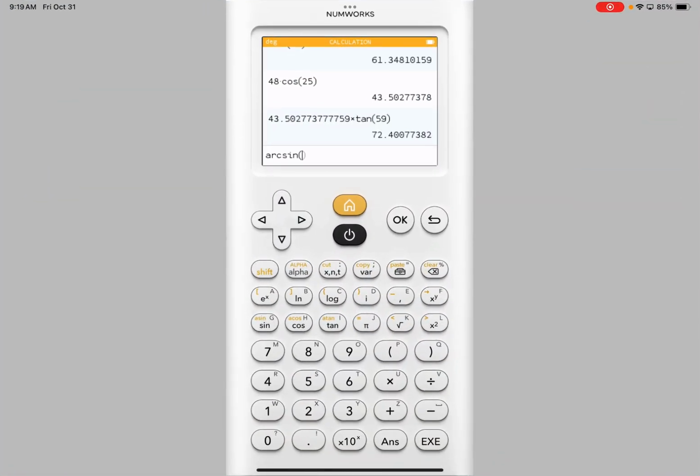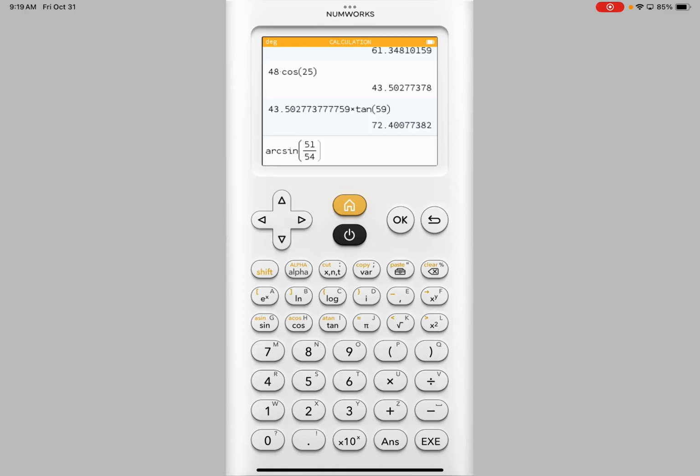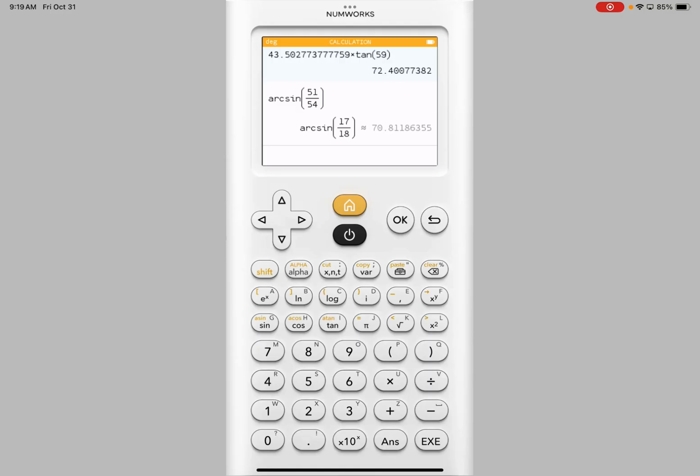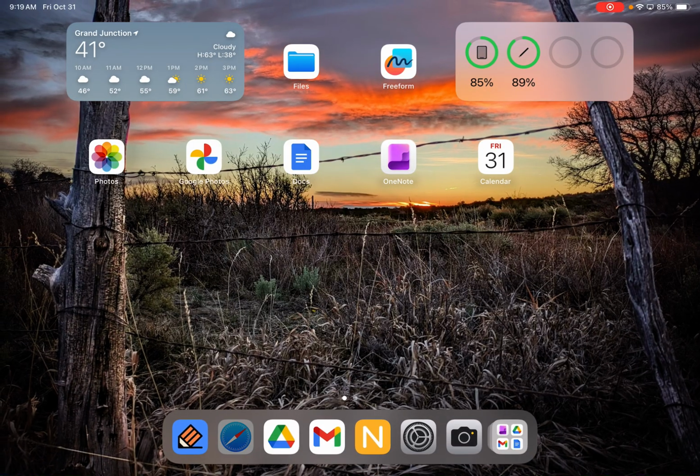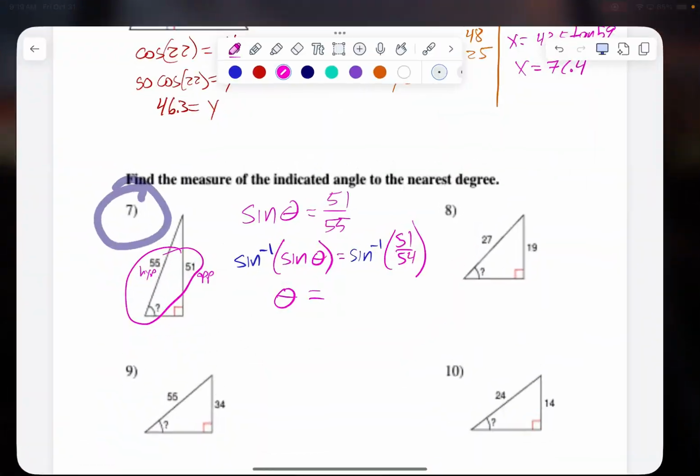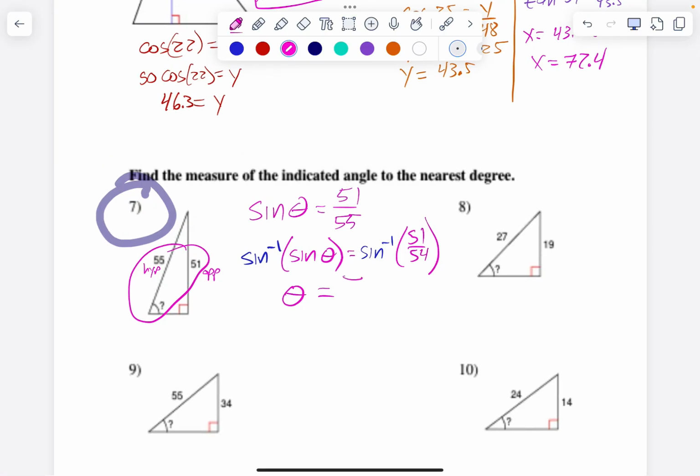So shift or inverse sine of 51 over 54. Is it 54 or 55? So 70 degrees. So closer to 90, like we expected it to be.